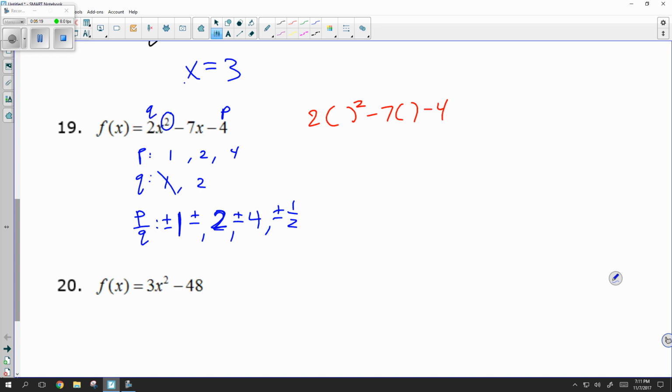It looks like if you put in 4, this would give you 0. So x equals 4 is one of the zeros. And then it looks like if you also went back and tried 1/2, 1/2 is another one. Actually, negative 1/2, sorry. Negative 1/2 is the other one that also would give you the 0. So we get x equals negative 1/2 as the second 0.